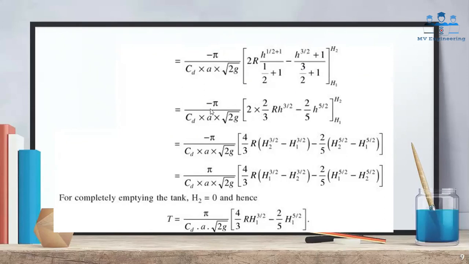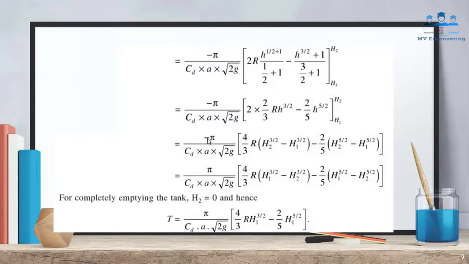So further simplifying, you have minus pi by CdA root 2g into 2 by 3. We have in the denominator 1 by 2 plus 1. It becomes 3 by 2. So this 3 by 2, when taken to the numerator, it becomes 2 by 3. So 2 into 2 by 3 into R h raised to 3 by 2 minus, here again we have 3 by 2 plus 1. So it becomes 5 by 2. So again 5 by 2 taking to the numerator, it becomes 2 by 5 into h raised to, here it is 3 by 2 plus 1, it becomes 5 by 2 within the limits h1 to h2.